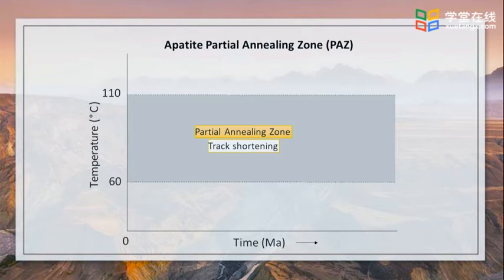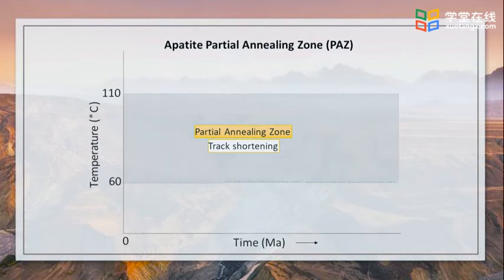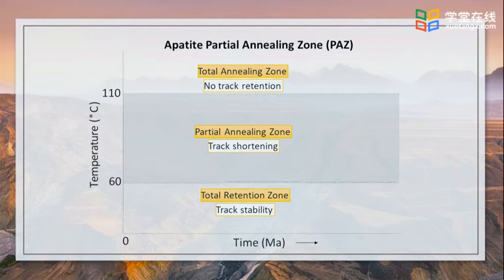The partial annealing zone, proposed in 1979 as the partial stability zone, is a temperature range located above the total annealing zone where there is no track retention, and below the total retention zone where there is negligible annealing and fission tracks are stable. The temperature range of apatite partial annealing zone ranges from 60 degrees centigrade to 120 degrees centigrade, as determined from several natural examples and laboratory experiments.